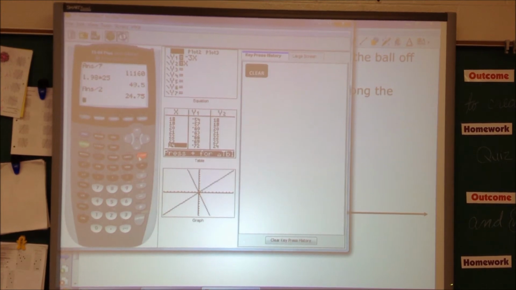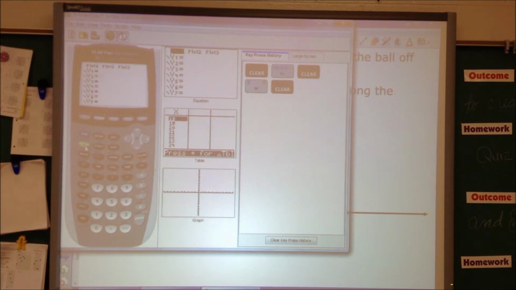Let me clear this out. I'm going to go to my Y equals button. I'm going to clear that out, and clear this one out. Remember to make sure that none of these are turned on. All of mine are off. Now this fifth one says it's on, but we don't worry about that one.